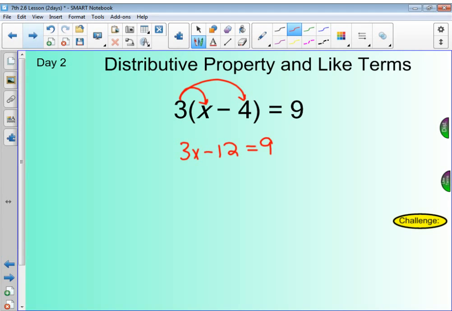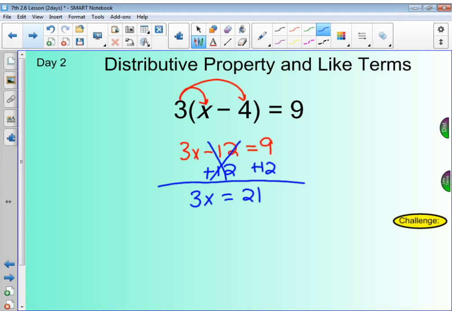equals 9. Now that 3 is only distributed to whatever is inside the parentheses because we're taking 3 times the parenthesis. Now we'll go ahead and work just like we did in the first part of the lesson by using inverse operations to isolate x. So right now we'll start with the adding and subtracting because we have to work order of operations backwards. So it was minus 12, we're going to add 12 for the inverse, so plus 12. We now have 3x equals 9 plus 12 is 21.